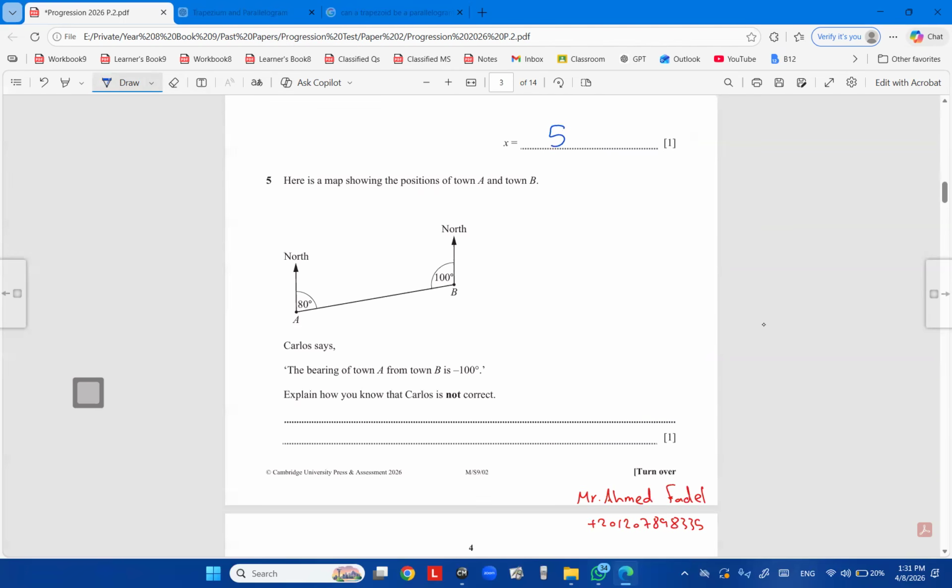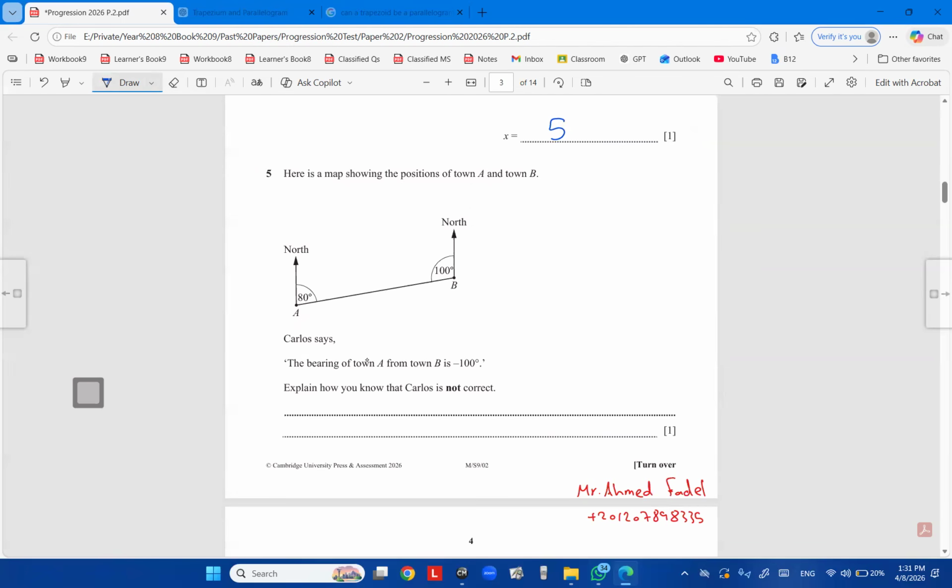By 5. In question 5 over here, they're saying the bearing of town A from town B is negative 100 degrees. Explain how you know that Carlos is not correct. Definitely not correct, because bearing can never be negative. And if you want to find the bearing of A from B, then I go clockwise from B. You're going to find that it is 260 degrees. So 360 minus 100, or you can say the bearing is 260 degrees.